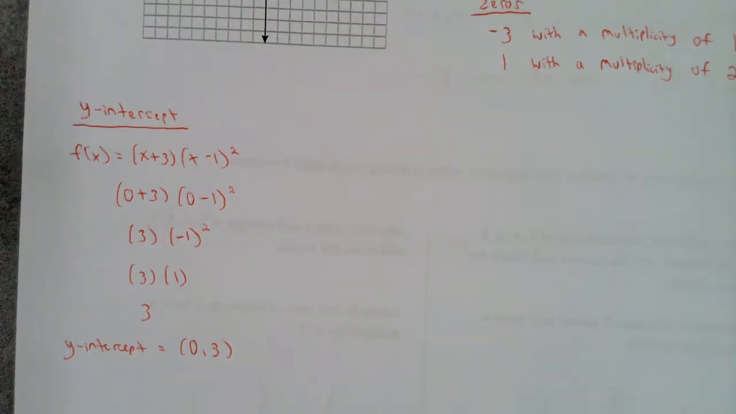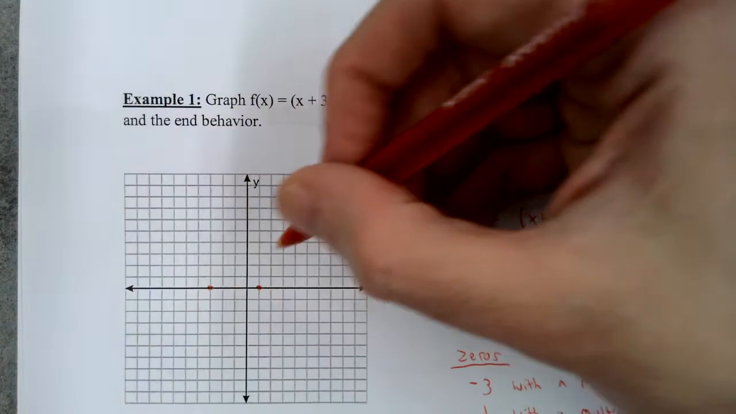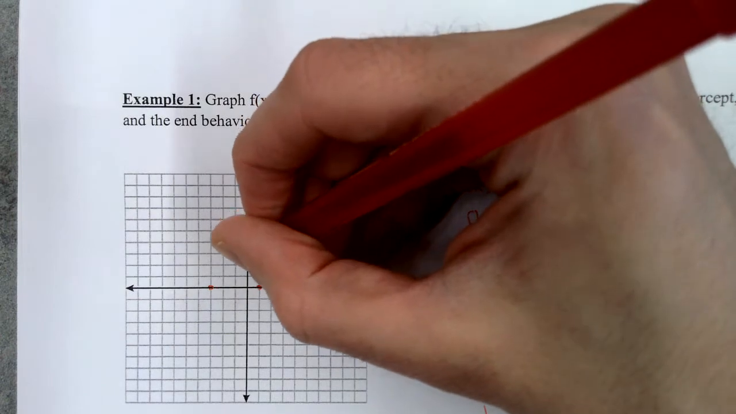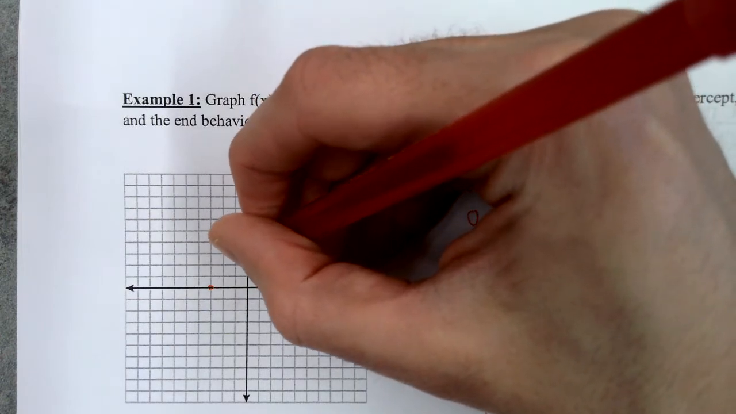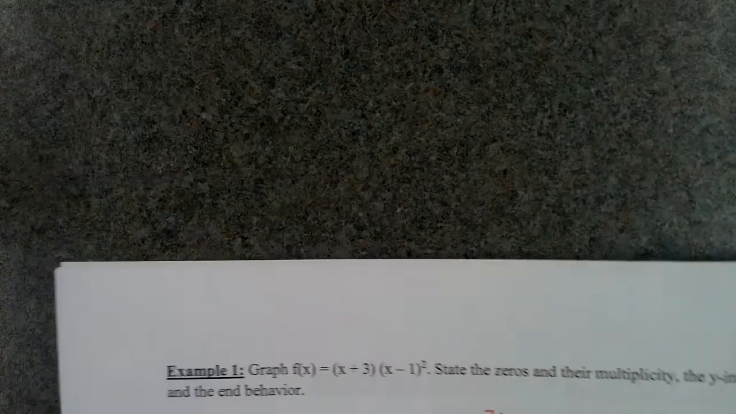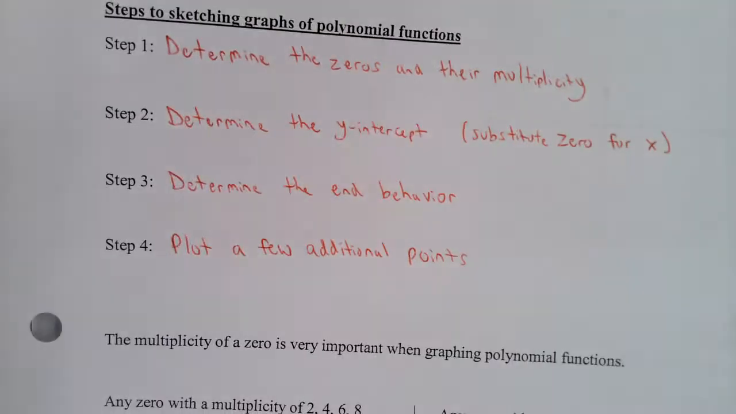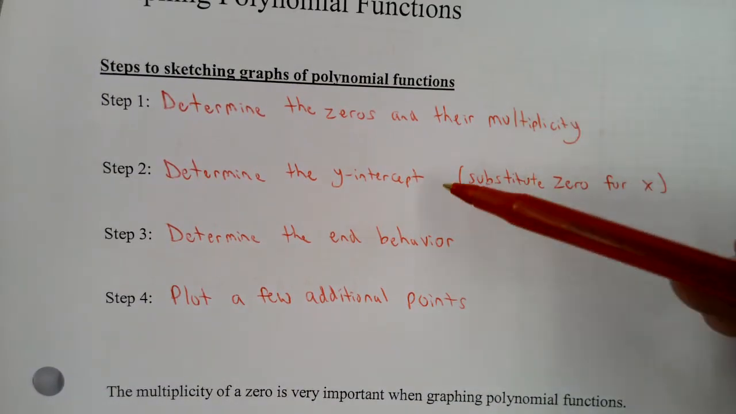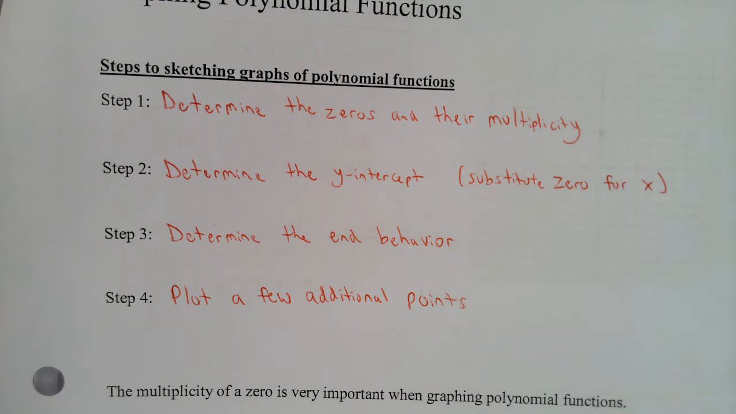Let's plot that. So our graph is starting to take shape. Let's do the end behavior next, because remember, I'm trying to follow the 4 steps I gave you on the first page. We just did the zeros and the multiplicity, and we just did the y-intercept. Now let's determine the end behavior.